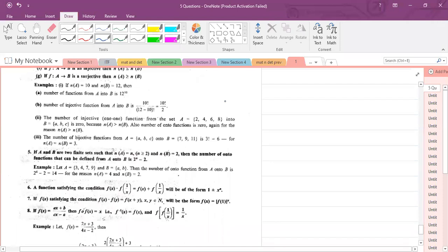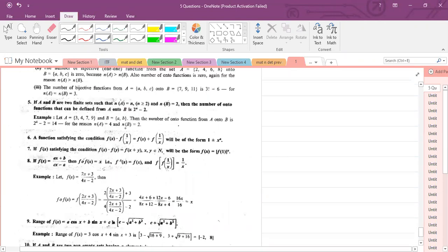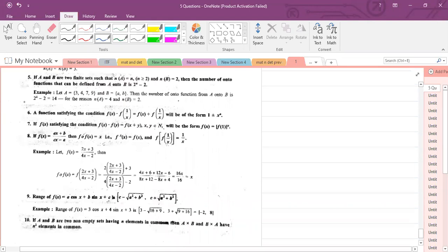So here I have mentioned a few examples. I have already given these examples, and this one also I have explained. This fifth one: A and B are two finite sets such that n of A is equal to n, where n is greater than or equal to 2, and n of B is equal to 2. Then the number of onto functions is 2 raised to n minus 2. I have given it for 2 raised to m minus 2. Okay, no problem. So here you have an example also.